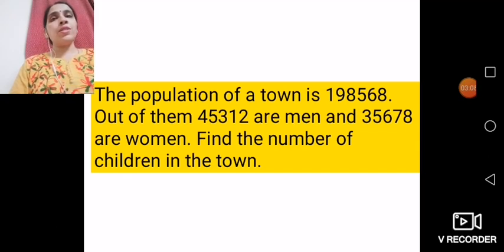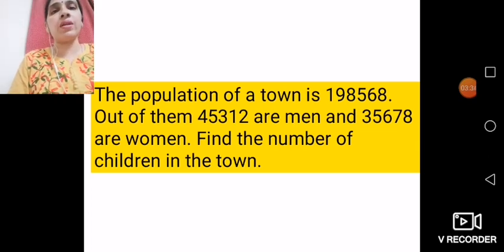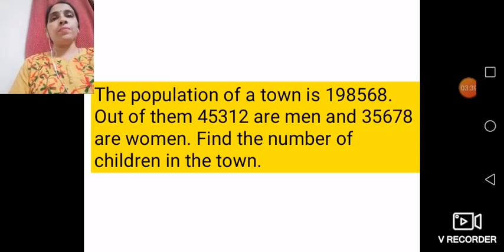Yes, first you will do addition, that is, the number of men and the number of women will be added, means you are going to use our first basic fundamental operation, that is addition. After that, whatever total of men and women you get, you are going to subtract from the total population, which is 1,98,568. I hope this question is clear to you all. We will repeat it.